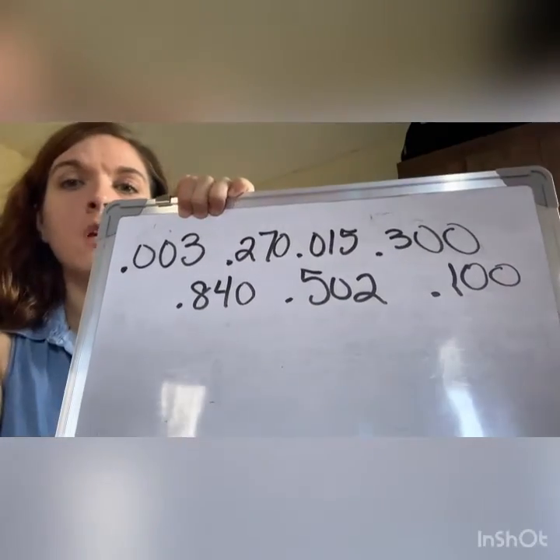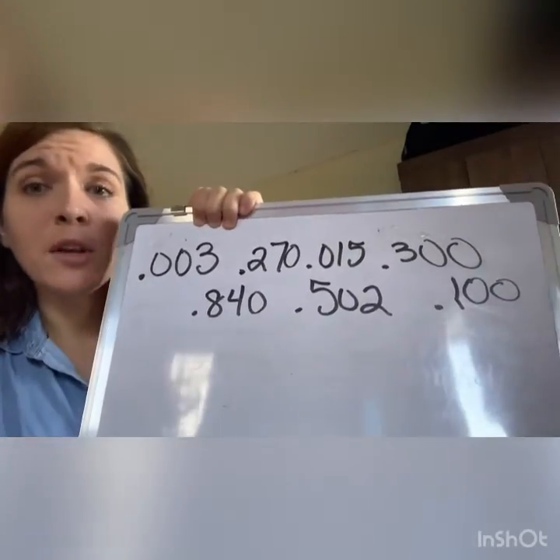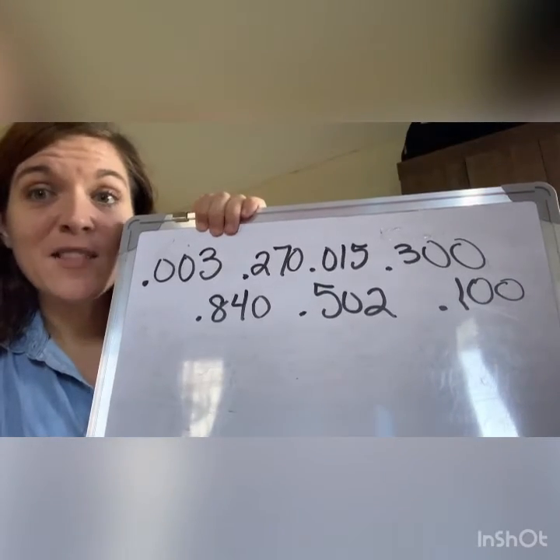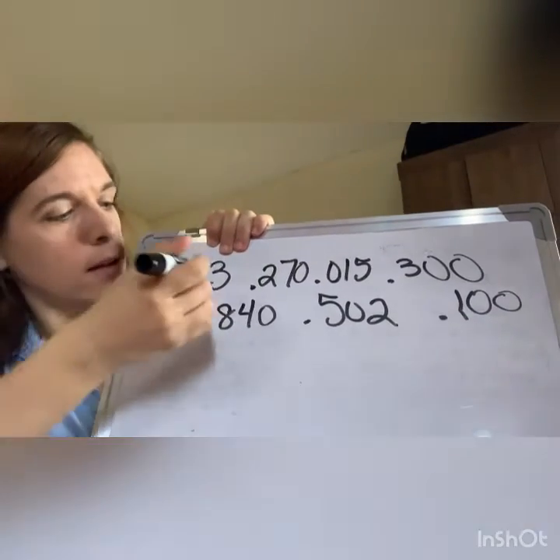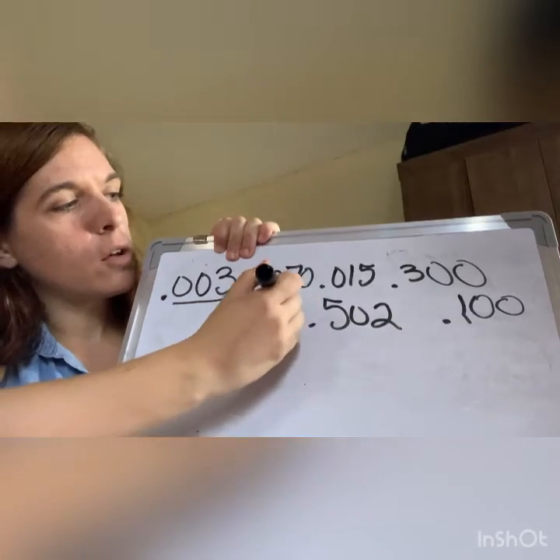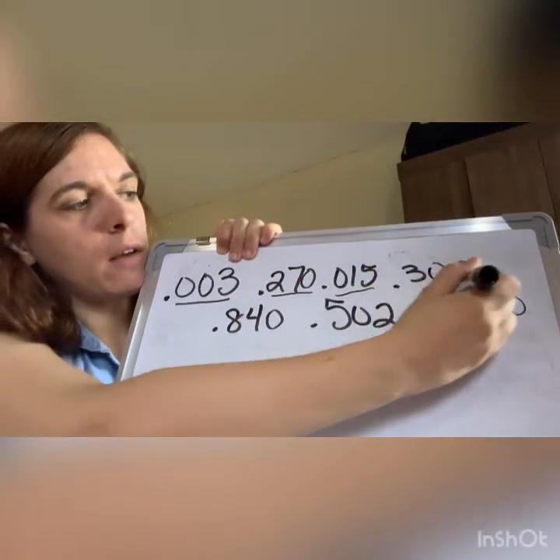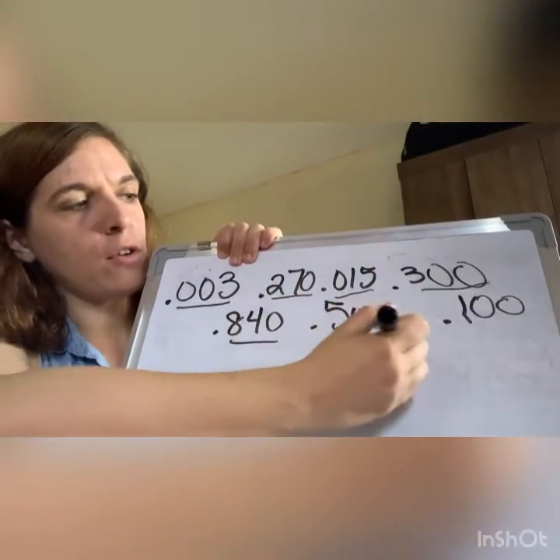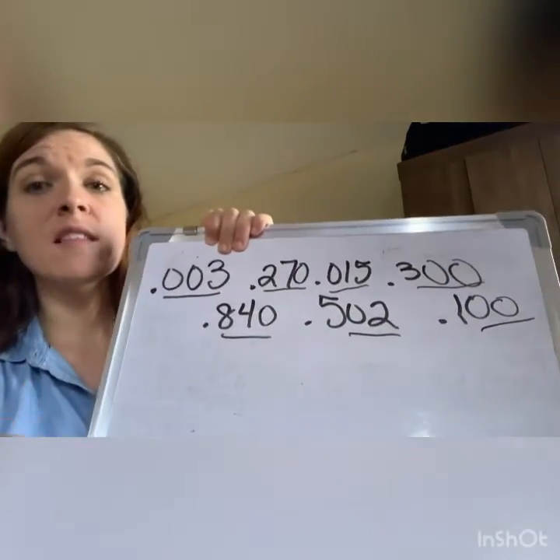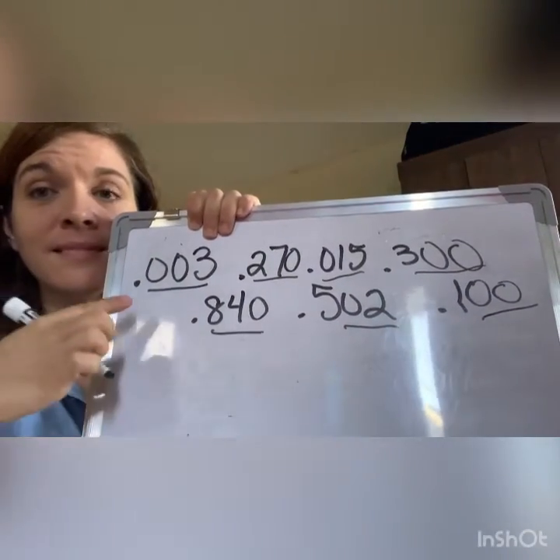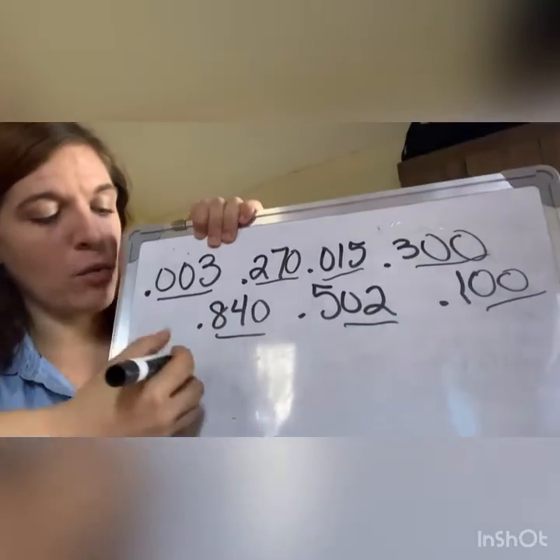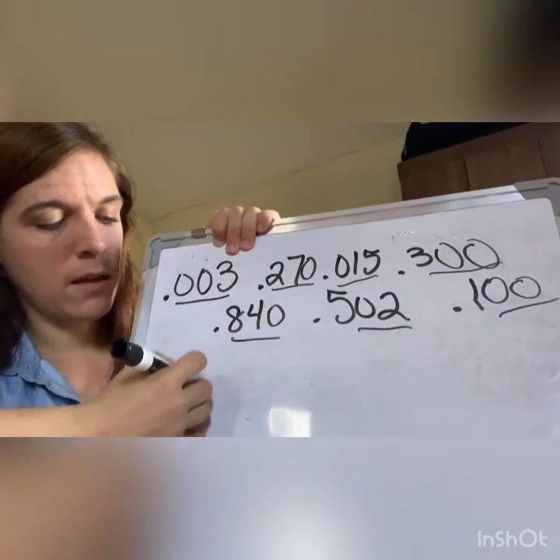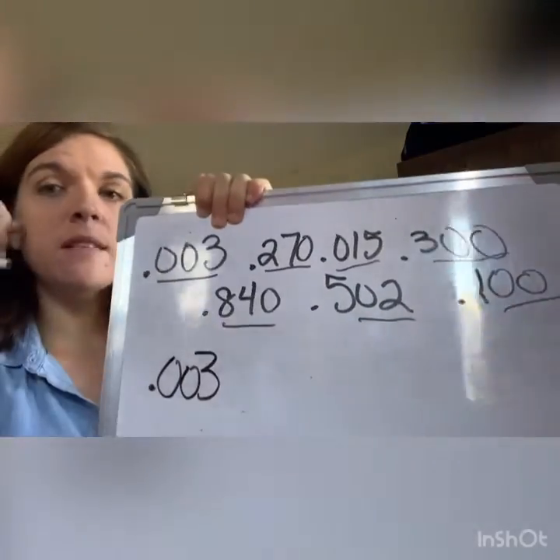There we go. So, now what do you need to do? Find the smallest number. Now look at these numbers. There's 3, 270, 15, 300, 840, 502, 100. So which one's the smallest number? 3. Okay, so write it. 0.003.